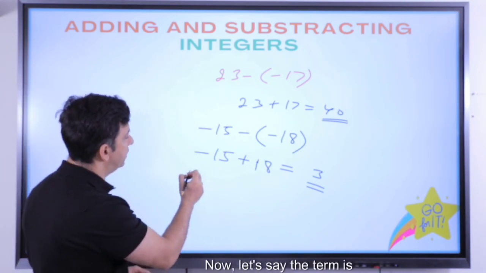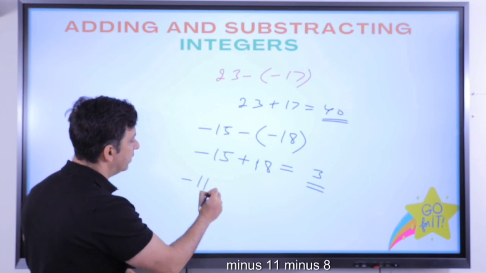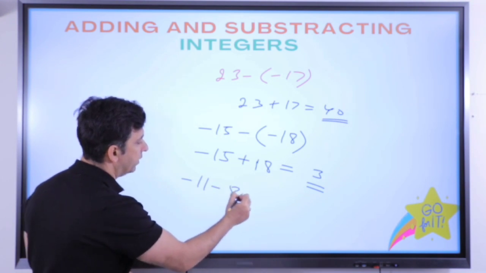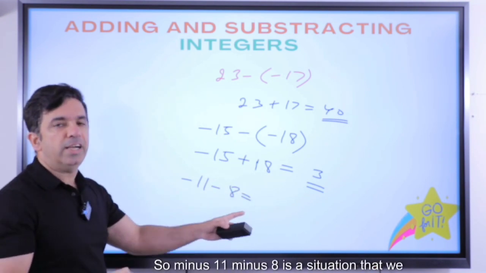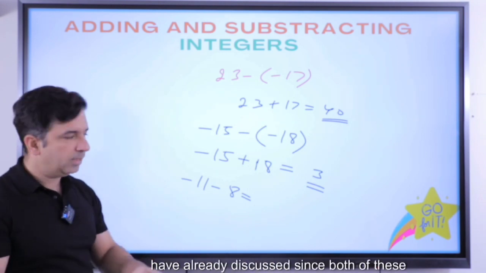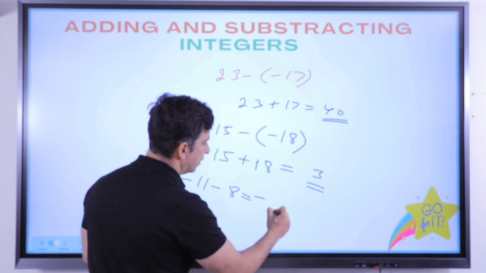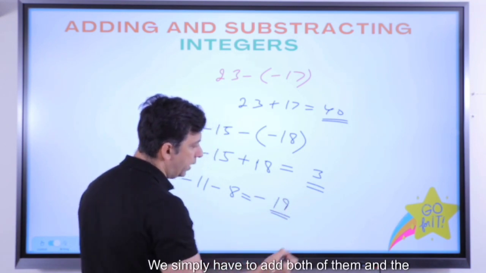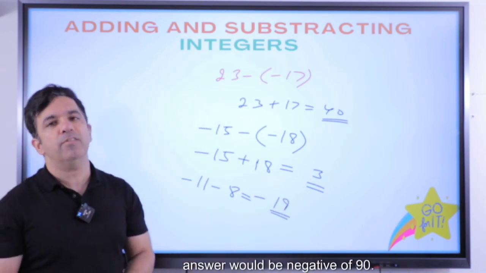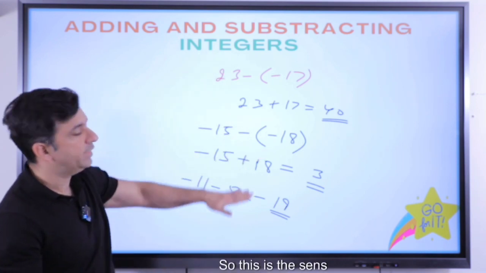Now let's say the term is minus 11 minus 8. So minus 11 minus 8 is a situation that we have already discussed. Since both of these are negative, we simply have to add both of them, and the answer would be negative 19. So this is the sense.